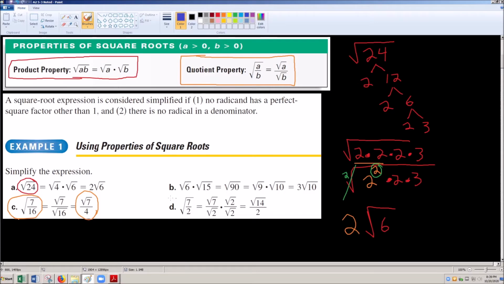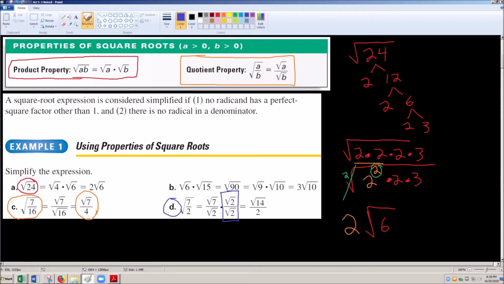Let's look at D. So for D, I have 7 over 2, so I'm going to split this into root 7 over root 2. The multiplication here is of a clever 1. The clever 1 that we're going to multiply by doesn't change anything, right? That's why we call it a clever 1. It changes the way it looks, but doesn't actually change what the value is.